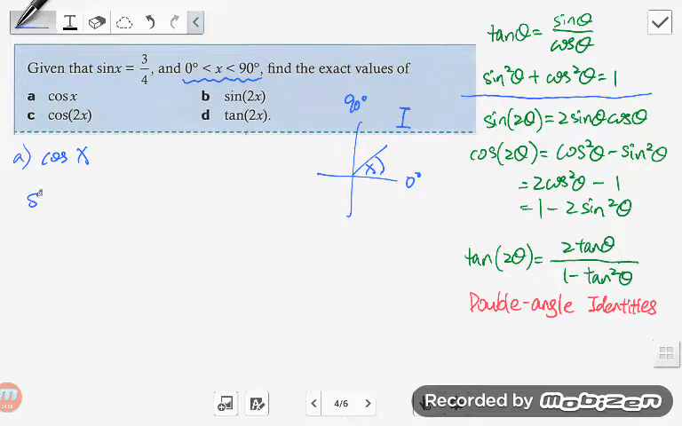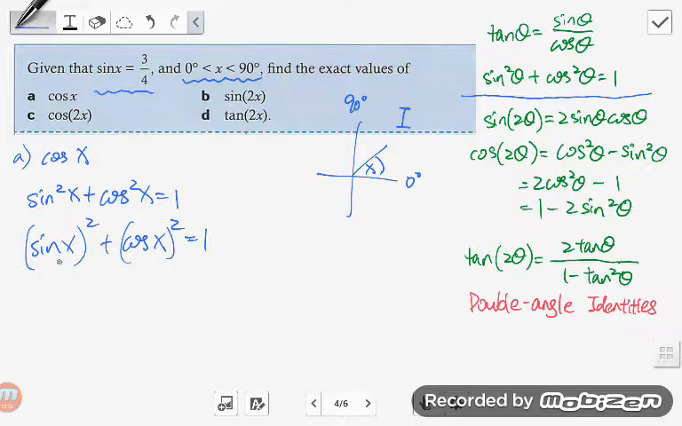So I'm going to say sine square x plus cosine square x is equal to 1. Sine square x means sine x, the whole thing squared, plus cosine x, the whole thing squared, is equal to 1. Now what's sine x? Sine x is equal to 3 over 4. So this is 3 over 4 squared plus cosine x squared equal to 1. So cosine squared x is equal to 1 minus 9 over 16. That will be 7 over 16.